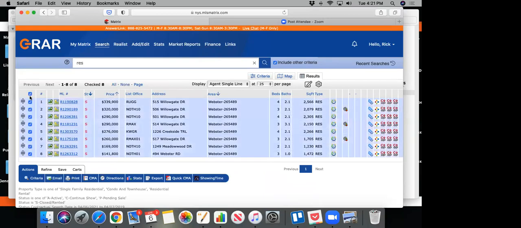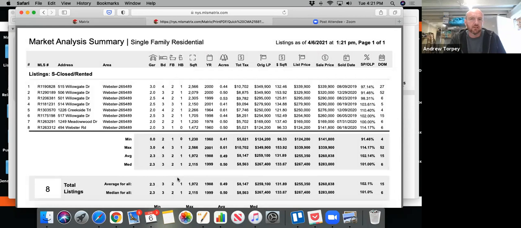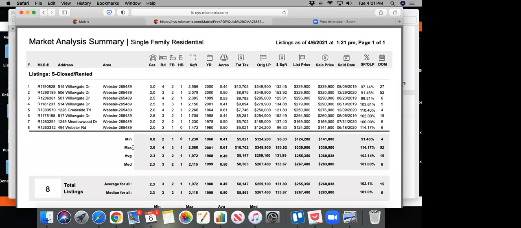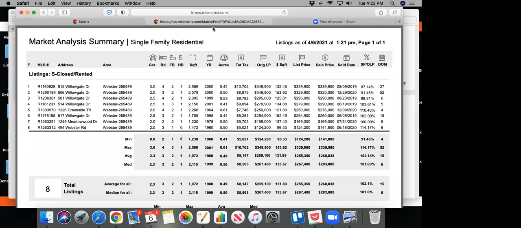Click the box at the top, so you're selecting all of them. Quick CMA. What's the difference between the quick CMA and the regular CMA? So when you're doing a CMA, if you take this house that's 2,566 square feet, see how this house is 2,079 square feet? That's not apples to apples. Way bigger than this house.